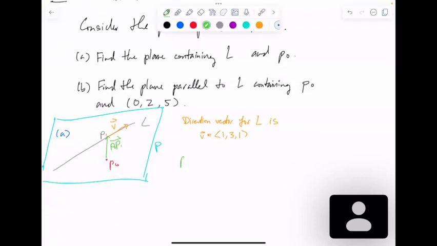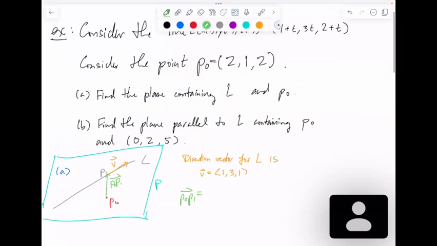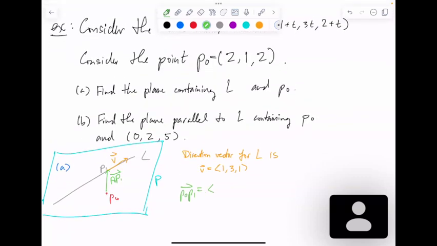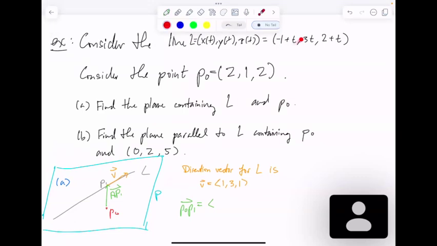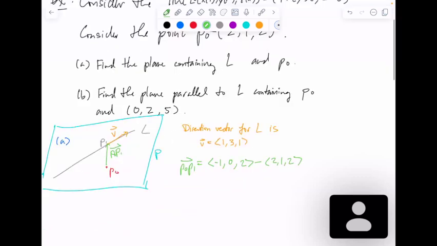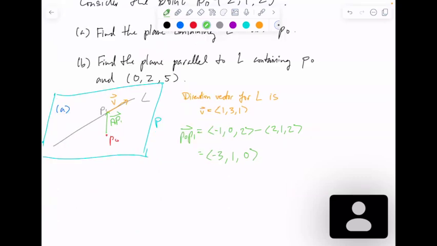So P0, P1 is taking the point on this line. Let's take it at t equals 0. So you get minus 1, 0, and 2, and you subtract off 2, 1, 2, which is going to be the negative of what Raphael just wrote down. So that's minus 3, plus 1, and 0. Okay, so I have these two directions that lie along the plane.